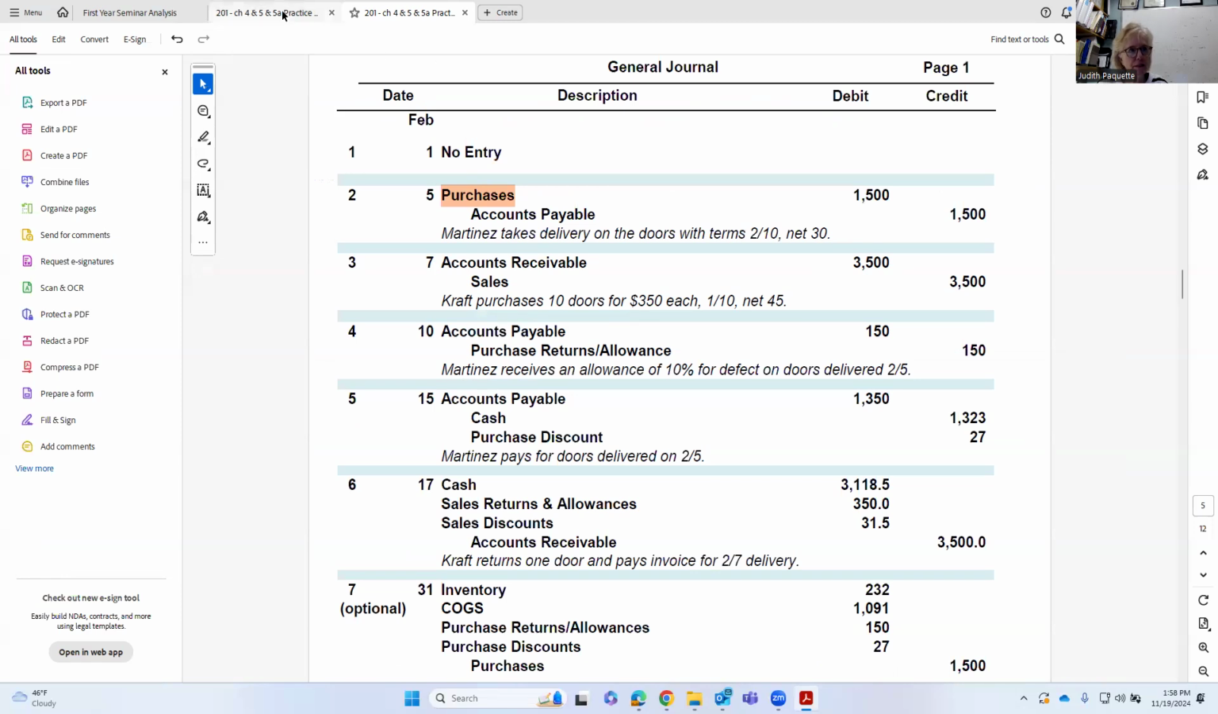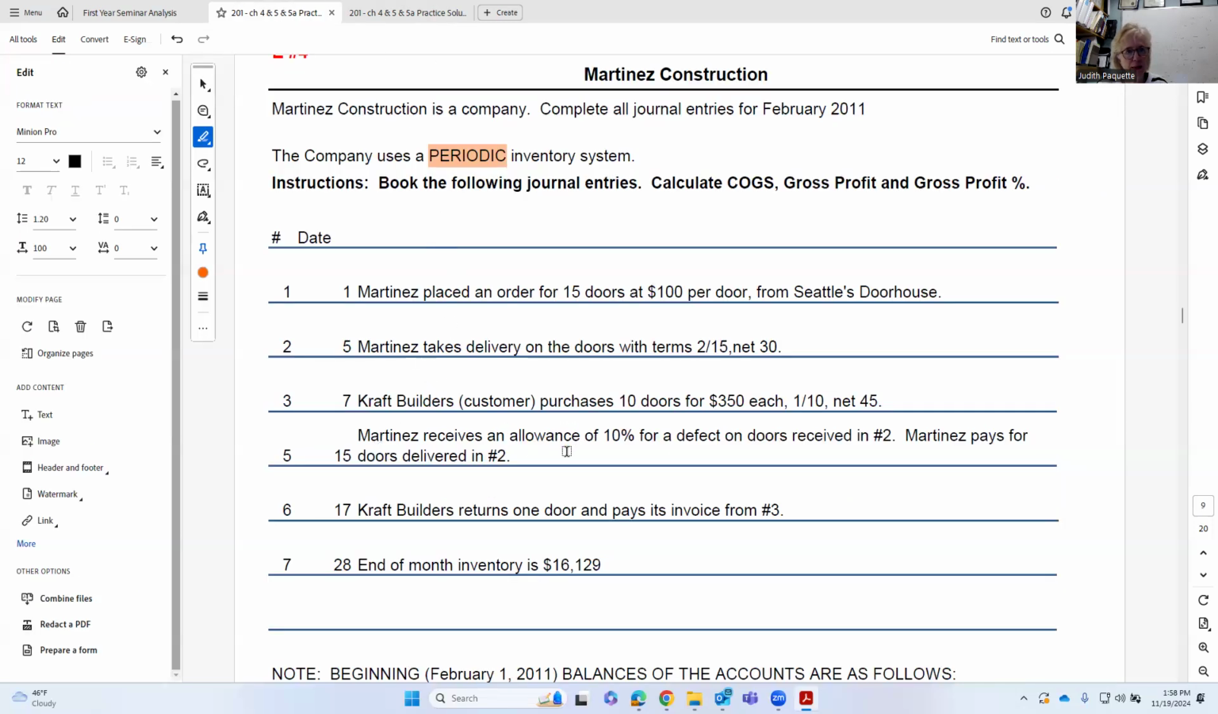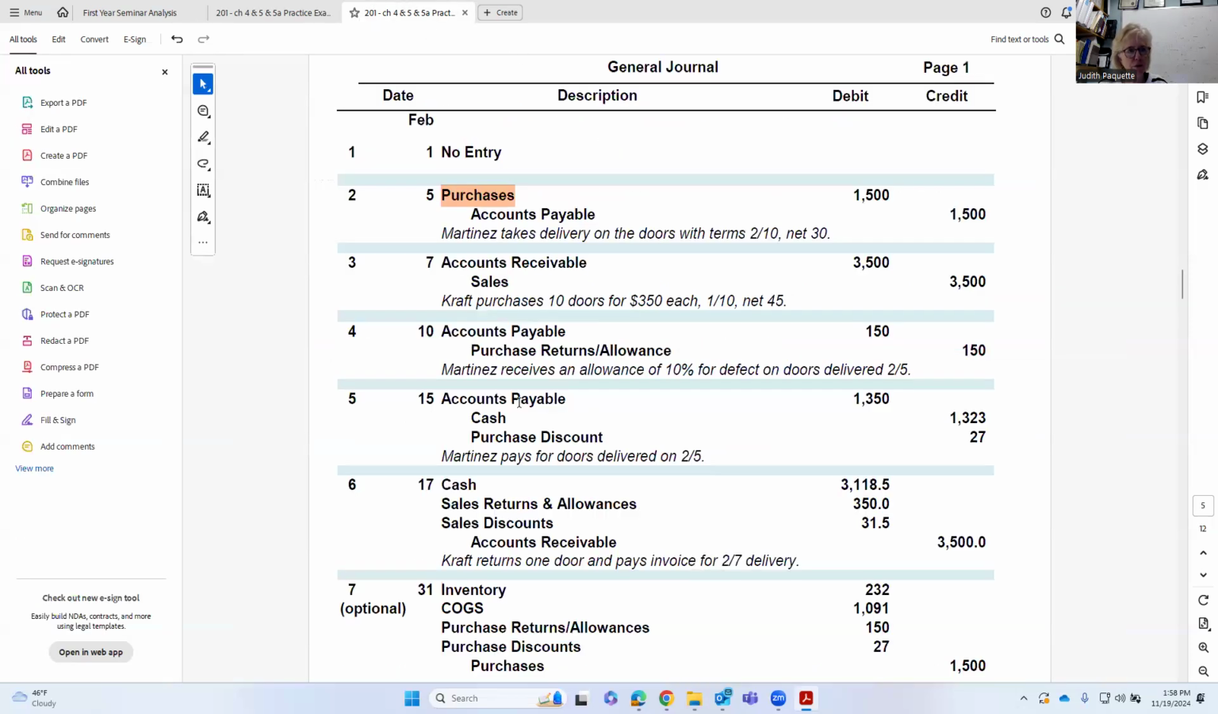Now Martinez turns around and says, hey, some of those doors were defective. I want an allowance of 10%. Seattle Door gives it to them. So let's book that part. These are two transactions in one journal entry. So let's show it as two. Accounts payable, purchase returns and allowances. So a return is when you ship it back. An allowance is when the vendor says, just take 10% off your bill. So they did that. Okay.